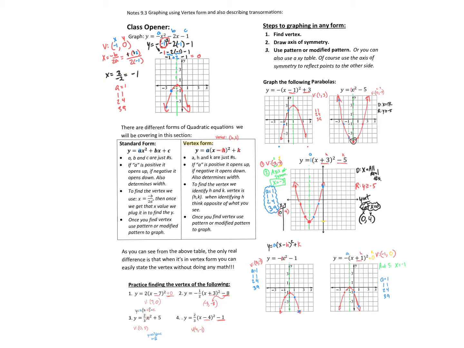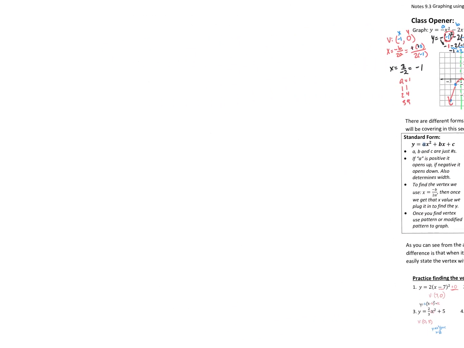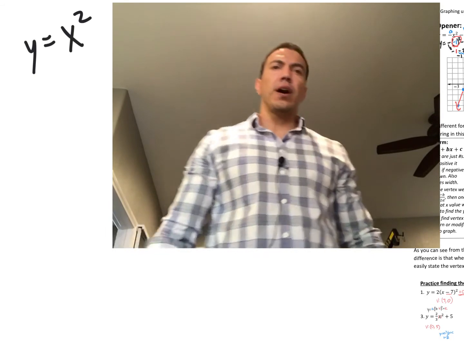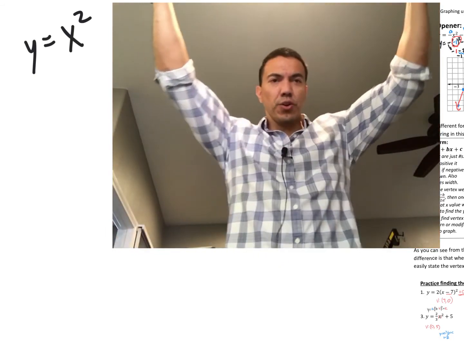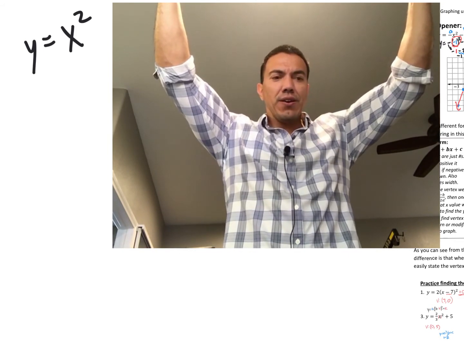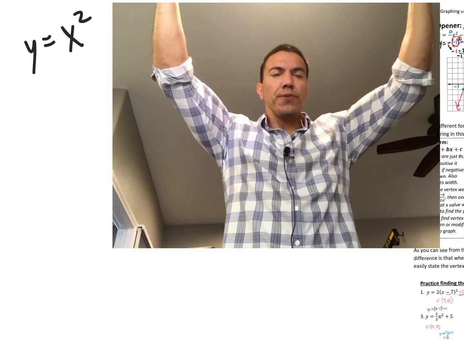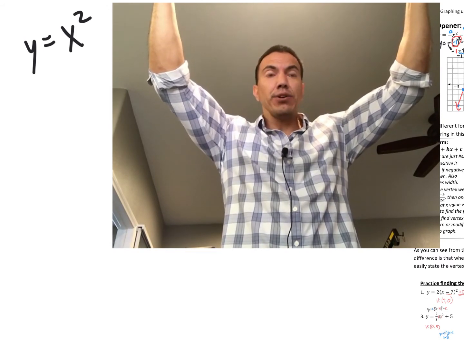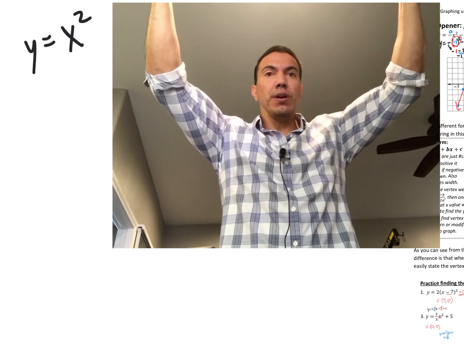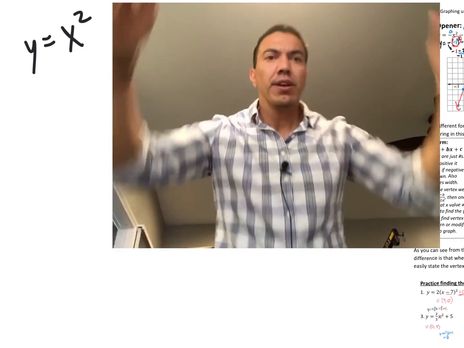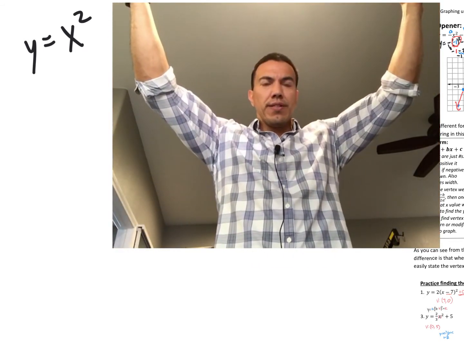Let me actually take a moment right now and talk about the parent graph y equals x squared. The parent graph y equals x squared is a regular U-shaped curve. Now, what if it was y equals negative x squared? If the a value changed to a negative, all that would do is cause the parabola to reflect and open down, okay?